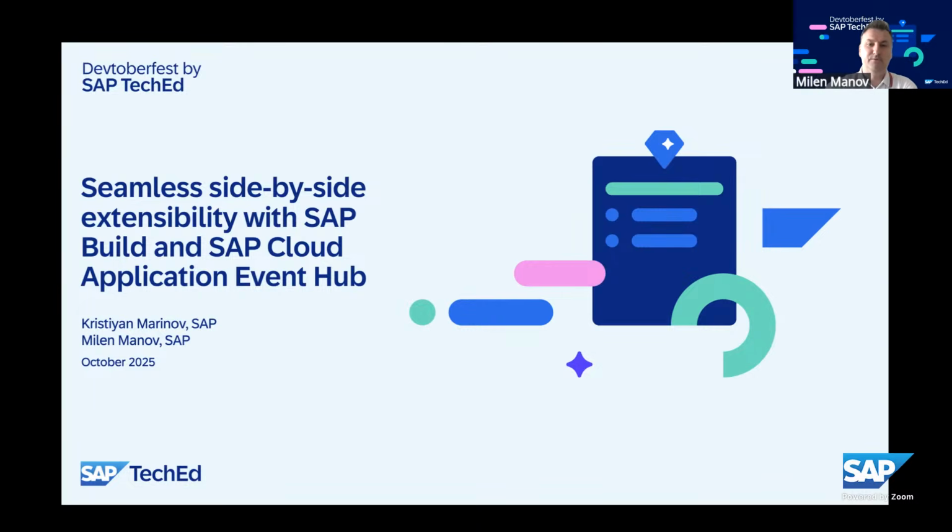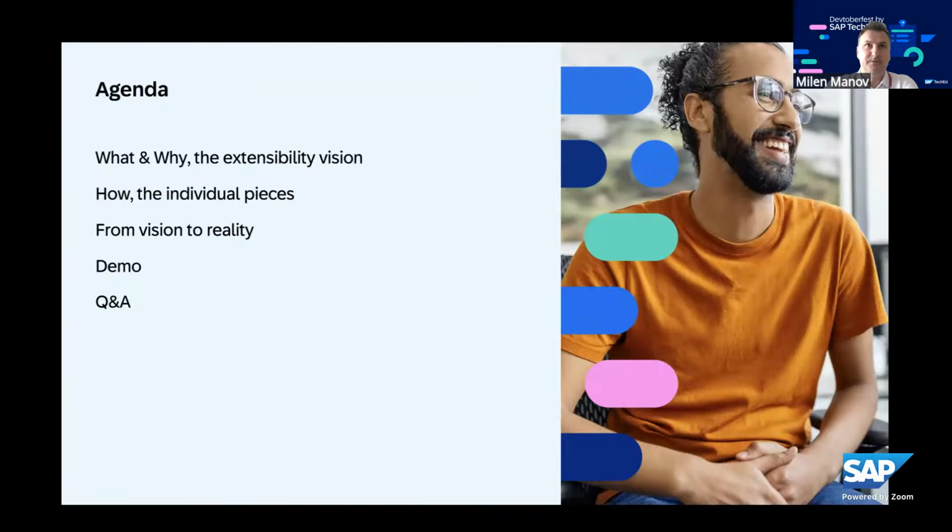Let me run you through our agenda for this talk. First of all, we will discuss what is extensibility, what is the SAP strategy for extensibility, and why the strategy looks like this. Then we'll talk about the individual pieces that can help us achieve this strategy, and how they come together in order to really make this strategy and vision a reality. We will see a demo, and at the end we should have plenty of time for questions.